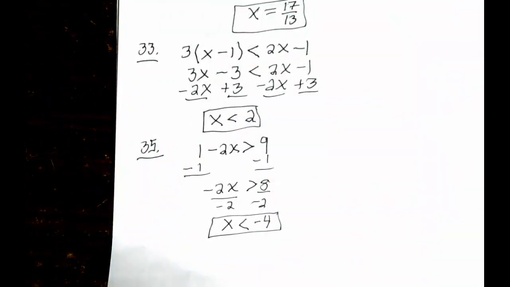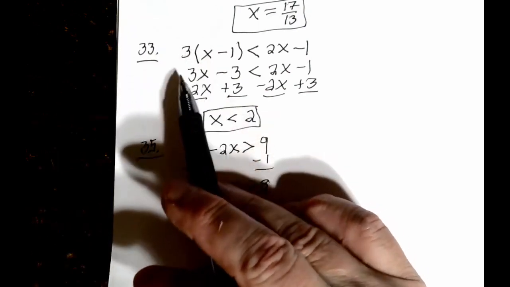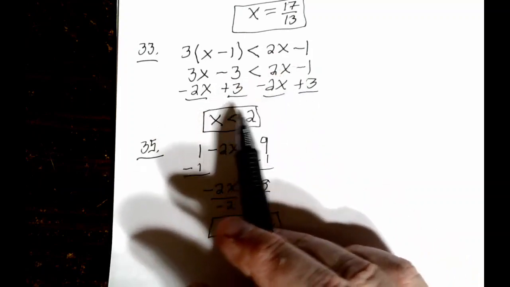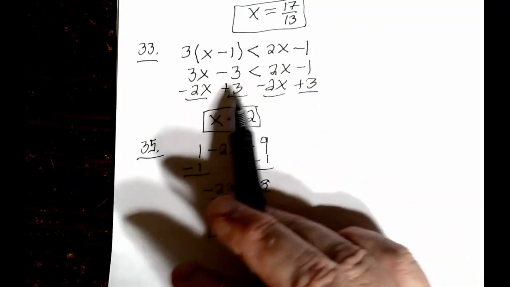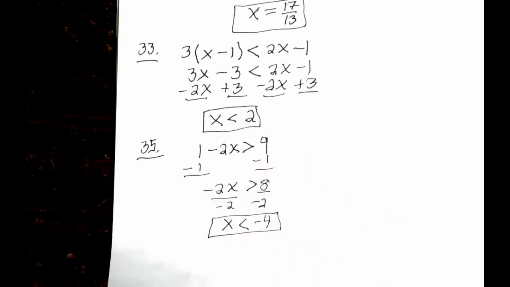Number 33 asks you to solve the inequality. So you multiply by 3, and you get rid of parentheses. Subtract 2, add 3, and you're left with x is less than 2.